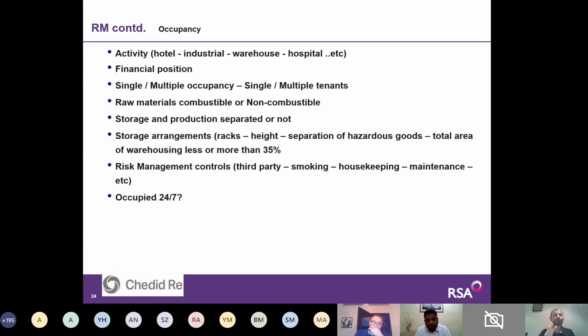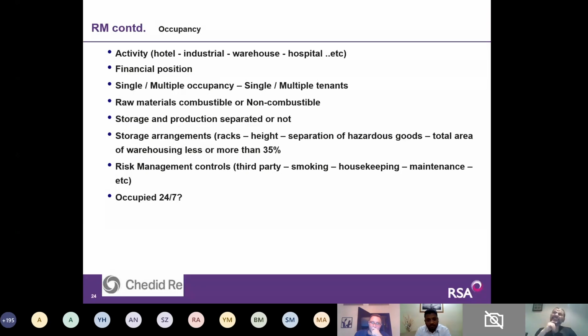This is the standard benchmark rate. Okay, benchmark price. It's adjusted according to other standards. Loss record, construction, history. Okay, financial position in the market.